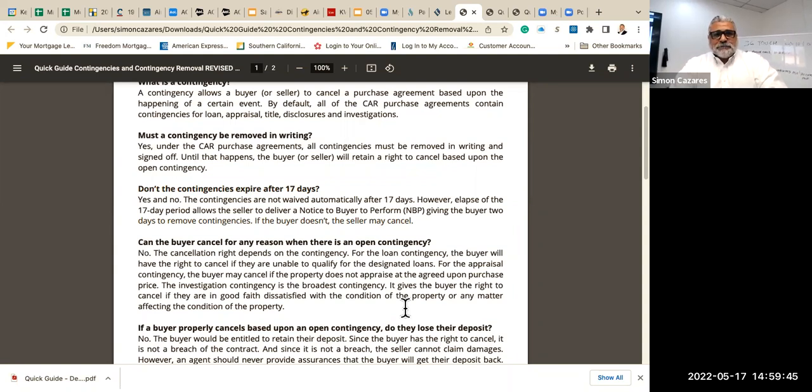Okay. So under the purchase agreement, all contingencies must be removed in writing and signed off. Until that happens, the buyer or seller will retain the right to cancel based upon an open contingency. Going back to what I said, if there is no release of contingencies, you cannot go after the buyer's deposit. No different than a buyer and the seller, there has to be some type of skin in the game. This is why a seller requests the buyer to put some deposit for the purpose of holding the property out of the market for a 30, 40-day escrow.